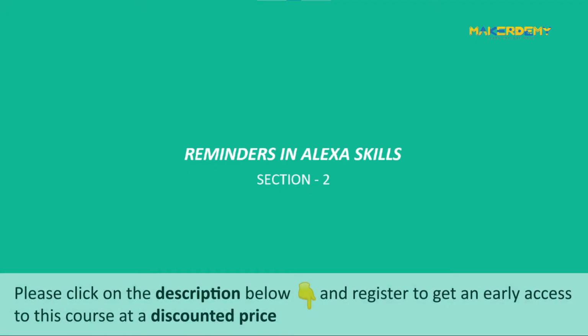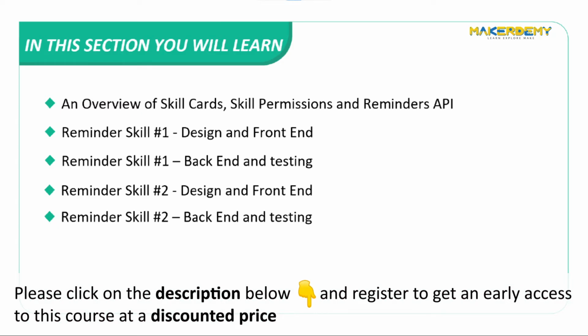Section 2, Reminders in Alexa Skills. In this section, we will cover the following topics: an overview of skill cards, skill permissions, and Reminders API. Reminder skill number 1, Design and Frontend. Reminder skill number 1, Backend and Testing. Reminder skill number 2, Design and Frontend. And finally, reminder skill number 2, Backend and Testing.